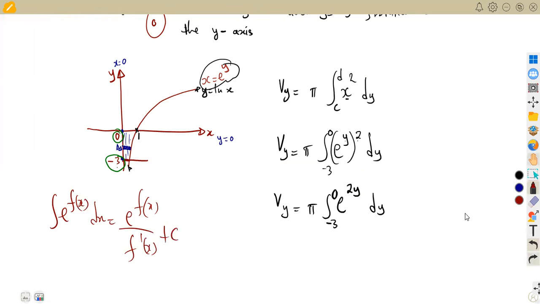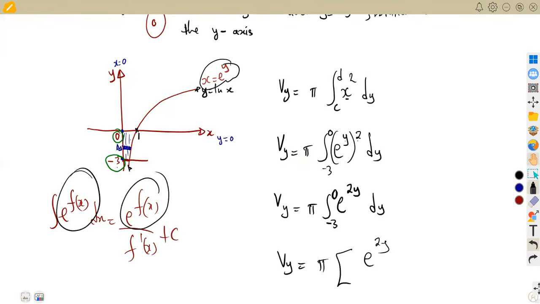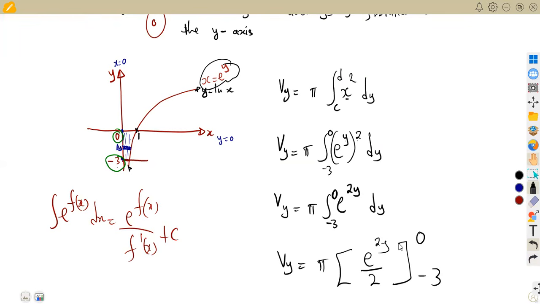So we simply need the exponential part as it is, e to the exponent of 2y. That is e to the exponent of f of x from the original function over its first derivative. So here we need the derivative of f of y, which is 2y. What is the derivative of 2y? That is 2. So we are going to have over 2 like that. The limits being -3 as the lower limit and 0 as the upper limit.